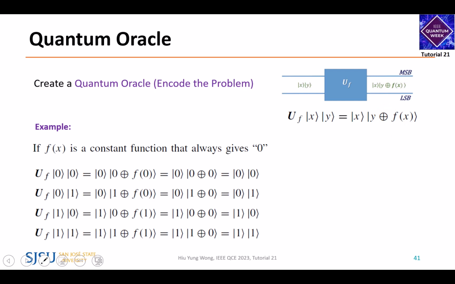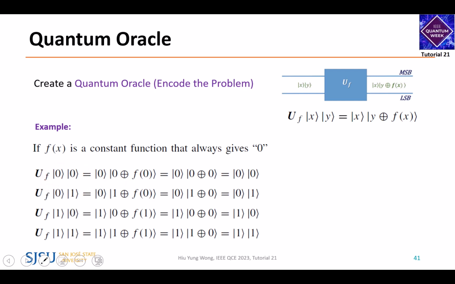So here I want you to take it for granted that we can create a quantum oracle in which we encode the problem we want to solve. In this case, the problem we want to solve is to know whether f is balanced or constant. I don't need to know what f of 0 and f of 1 are. I just want to know whether it's constant or balanced. Okay? Now, let's take a look.